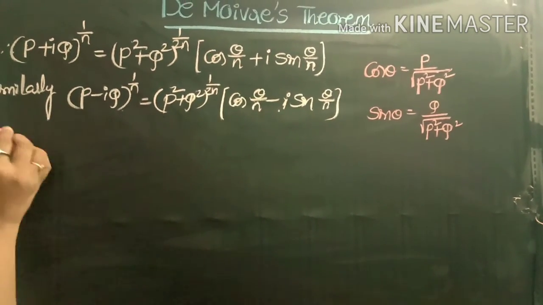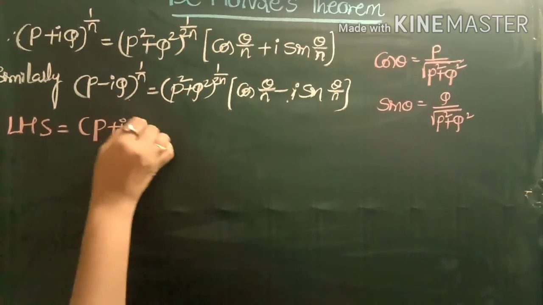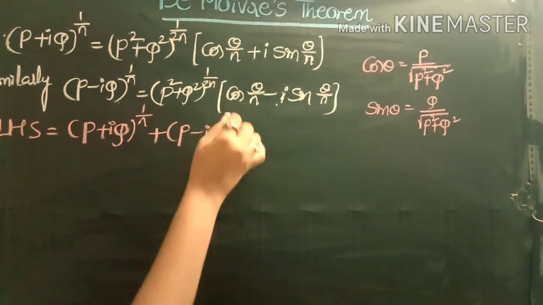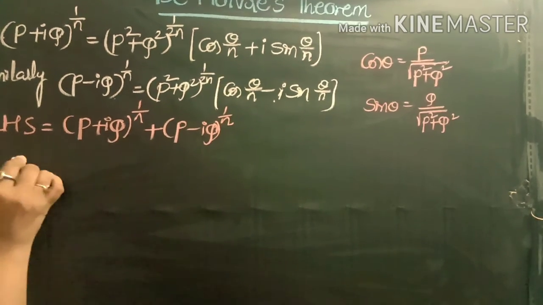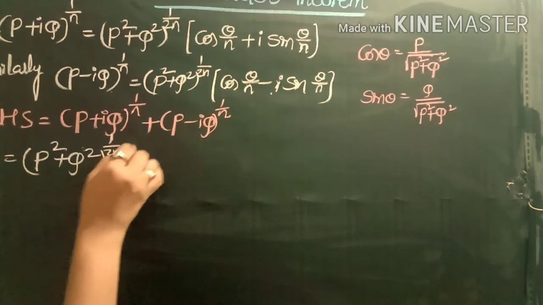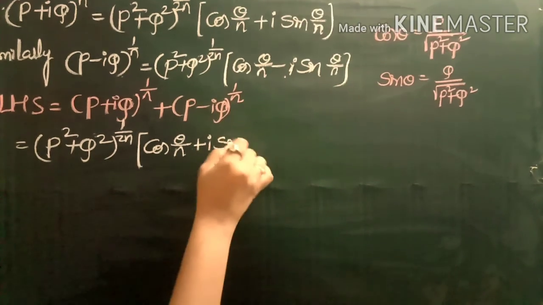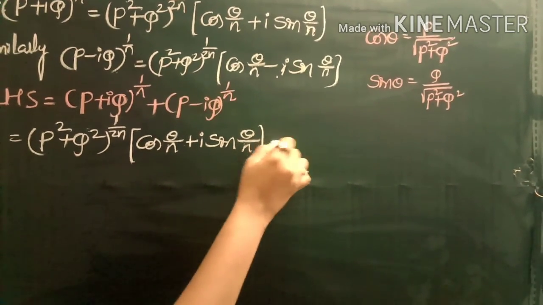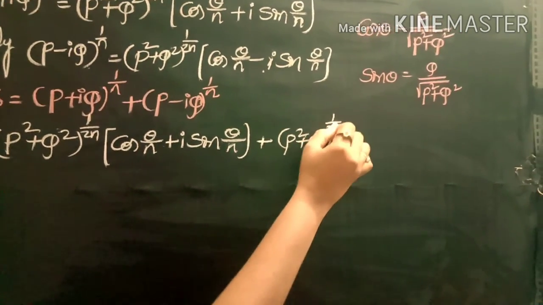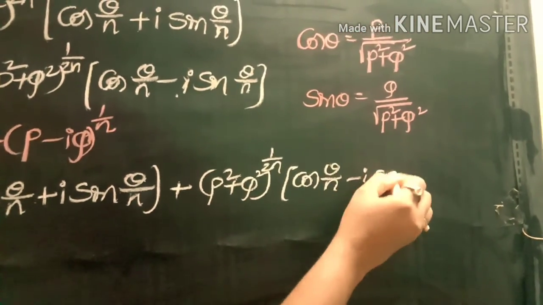Now we are replacing these two values in the LHS of the given problem, that is LHS is equal to (p + iq) to the power 1/n plus (p - iq) to the power 1/n. Now replacing the values here, this is equal to (p + iq) to the power n value, (p² + q²) to the power 1/2n into (cos θ/n + i sin θ/n) plus (p - iq) to the power n value, this is (p² + q²) to the power 1/2n into (cos θ/n - i sin θ/n).